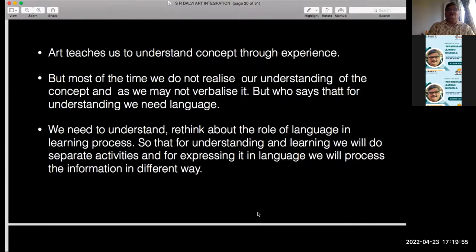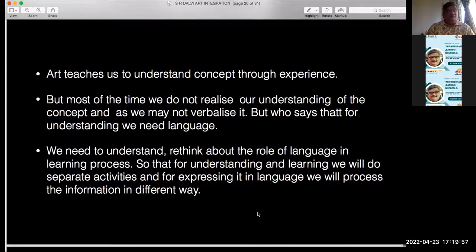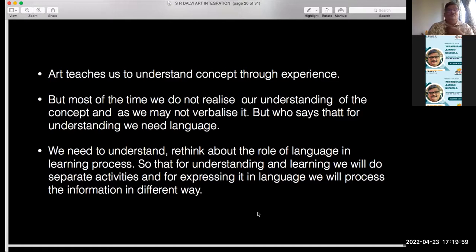Mathematical concept understanding also, as per my experience, is as abstract as learning music or understanding a musical note.